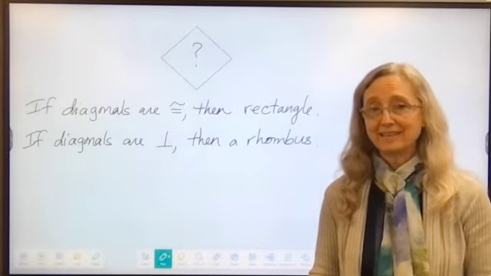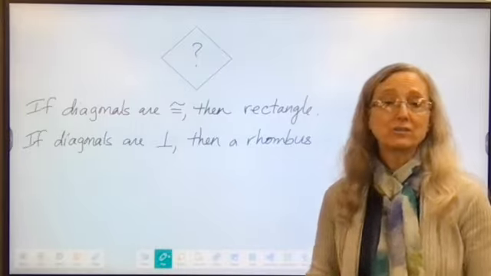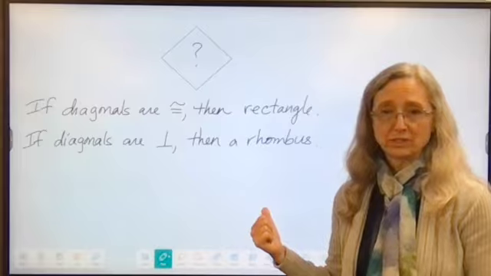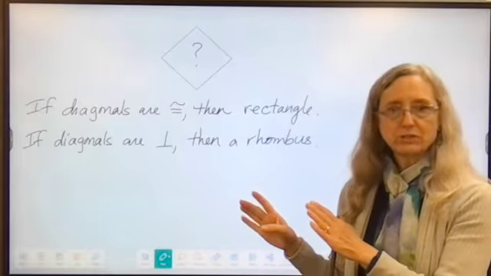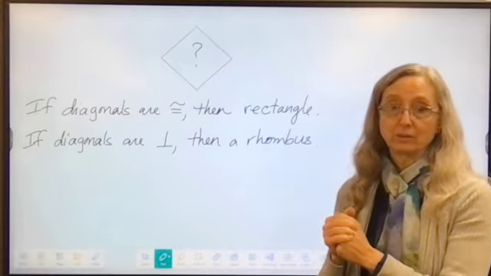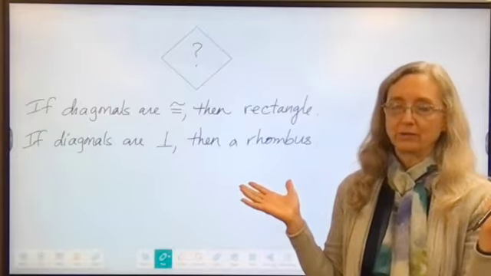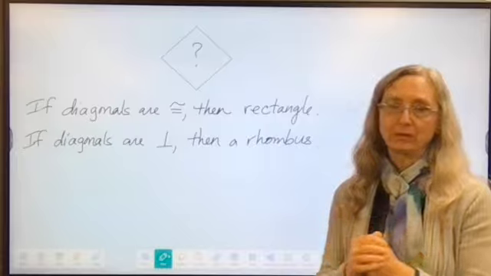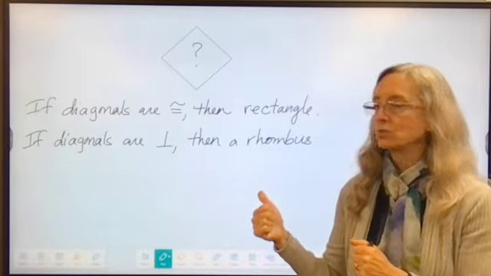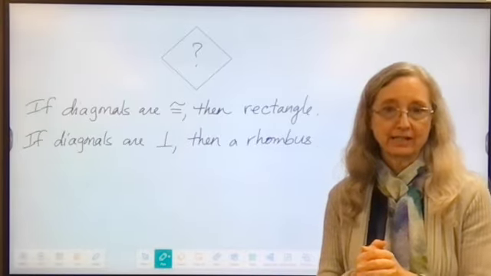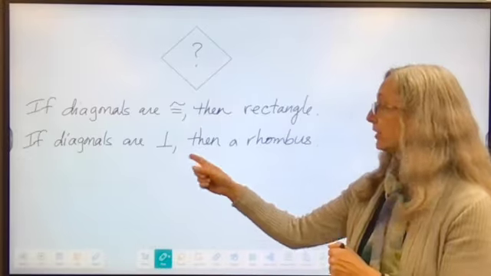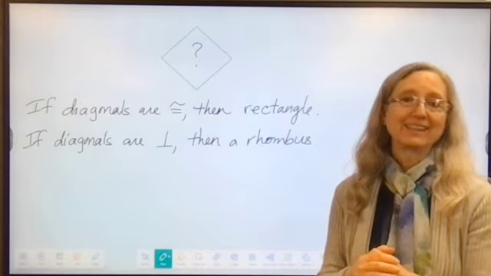Again, looking at the diagonals, if the diagonals are perpendicular to each other, then you know it's a rhombus. I am presupposing, though, that we already know it's a parallelogram, not just some quadrilateral. We know it's a parallelogram. What type of parallelogram is it? That's when we check its diagonals. If they are equal to each other, it's a rectangle. If they are perpendicular to each other, then it's a rhombus.